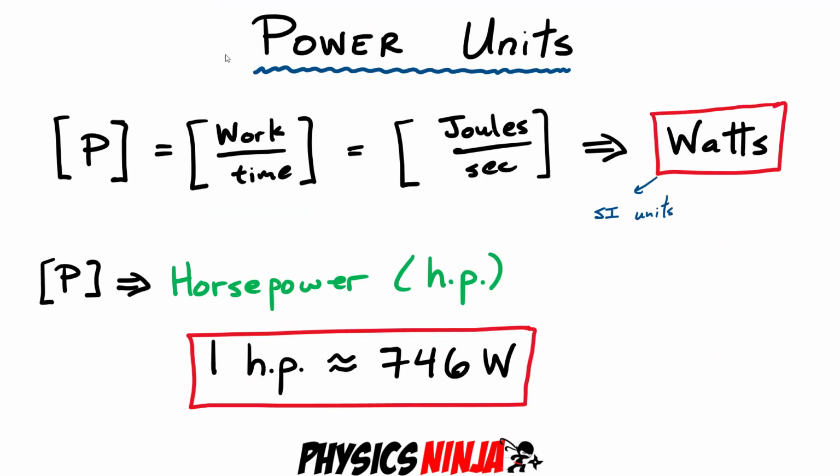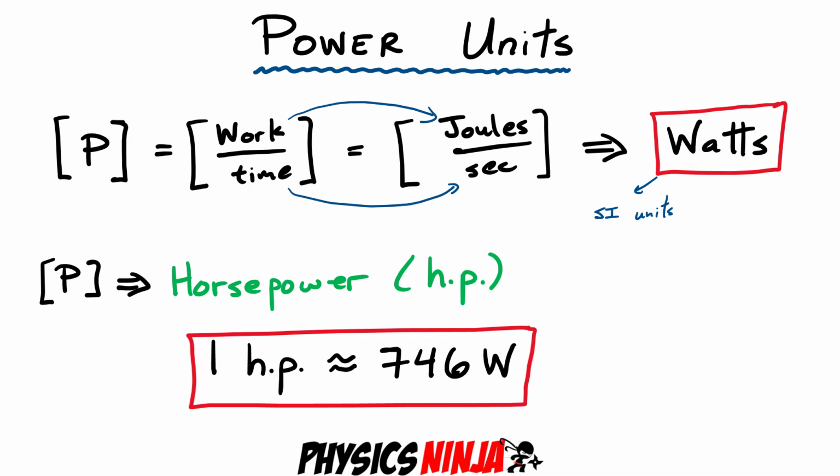Since we have power as a definition of work divided by time, and work is a change of energy, that would have to be measured in joules, right? And our time, again, we're going to just work in seconds. So a joule per second is something we call a watt. And if you have several of them, we're going to have watts for our SI unit of power.